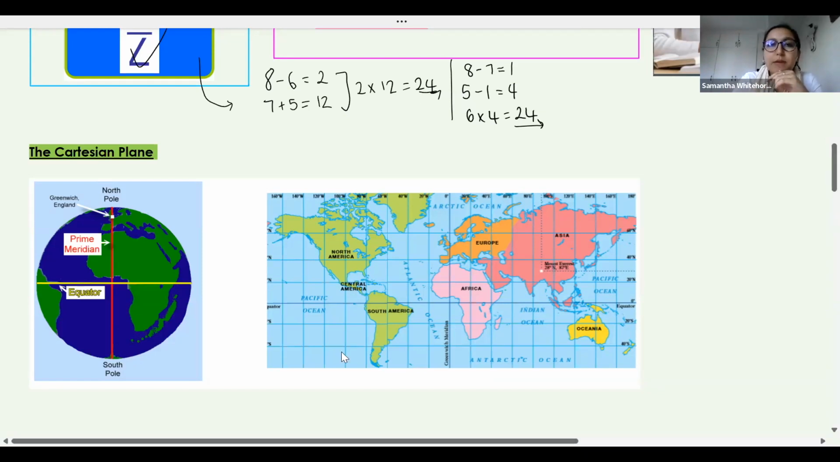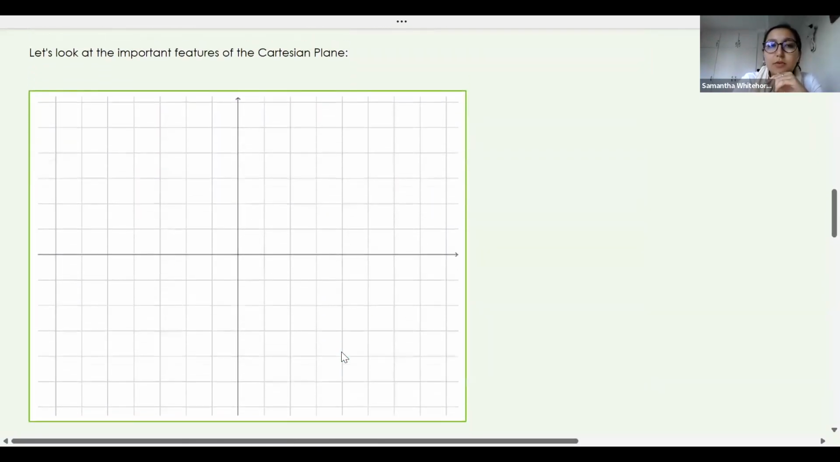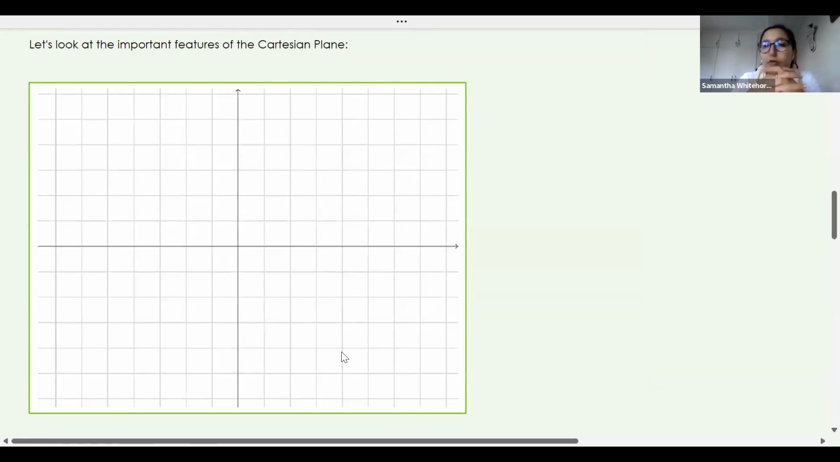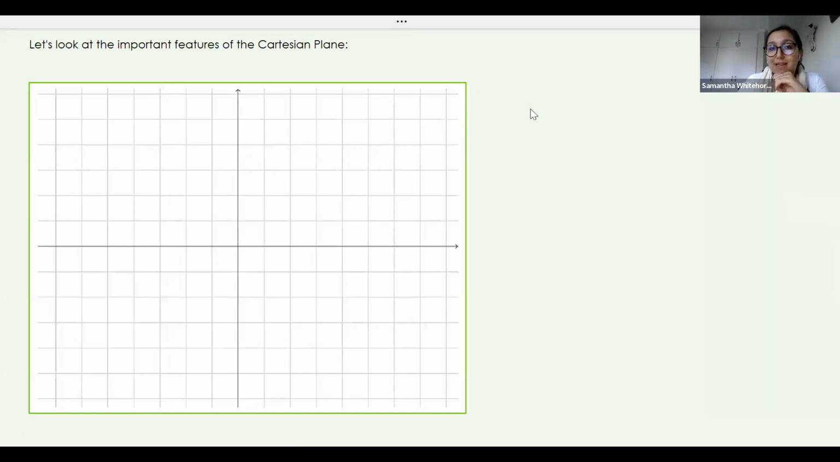The Cartesian plane that you guys need to be comfortable with is this one over here. Before we really get into working with the Cartesian plane, we want to understand what the Cartesian plane is and highlight some important features of it. The reason this is important is because if you have to draw your own Cartesian plane, you have to have certain labels or certain aspects to it in order to use it. If you don't, your Cartesian plane doesn't really mean anything.